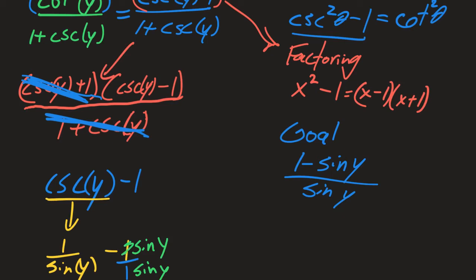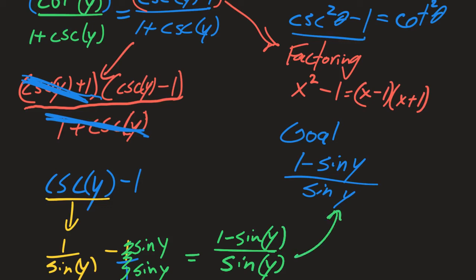So over here, I've got 1 minus sine y on top over sine y on the bottom. And take a look, guys. That's actually my end goal. We made it. All right.